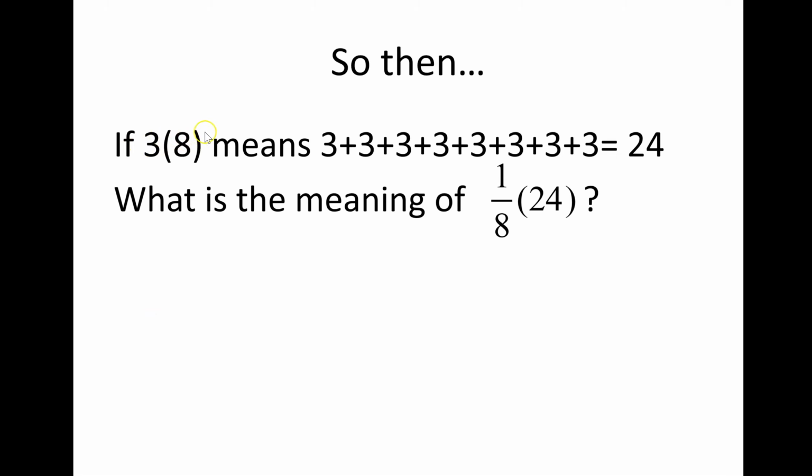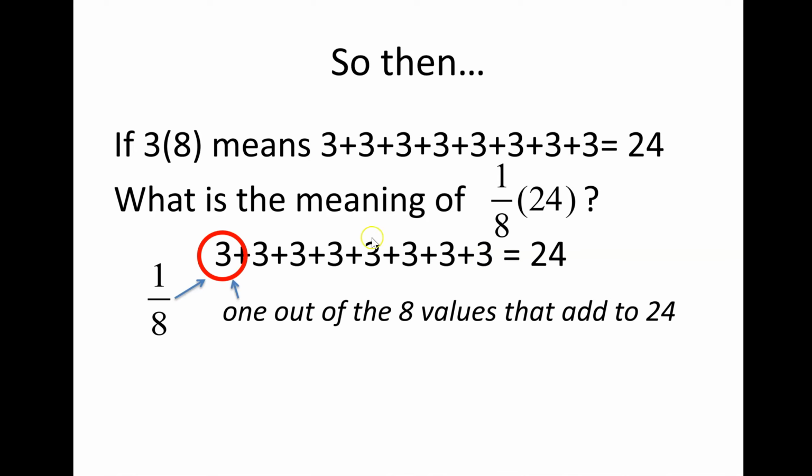when we think about multiplication, that's repeated addition. So then division would be doing the reverse, right? 1 over 8, dividing 24 by 8. So what is the meaning of 1/8 of 24? Well, it would be 1 of the 8 numbers that add up to equal 24, right? 1 of the 8 parts, the 8 values that add to 24, which is 3. 24 divided by 8, split into 8 equal parts, 1 of those 8 would be 3. 1 out of the 8 values that add to 24.